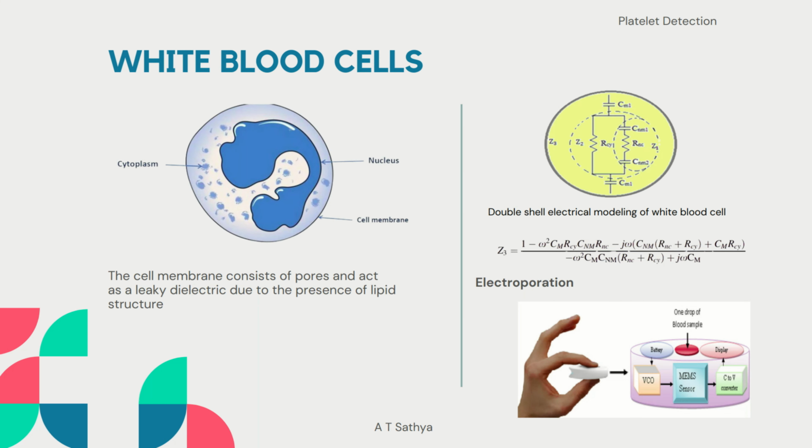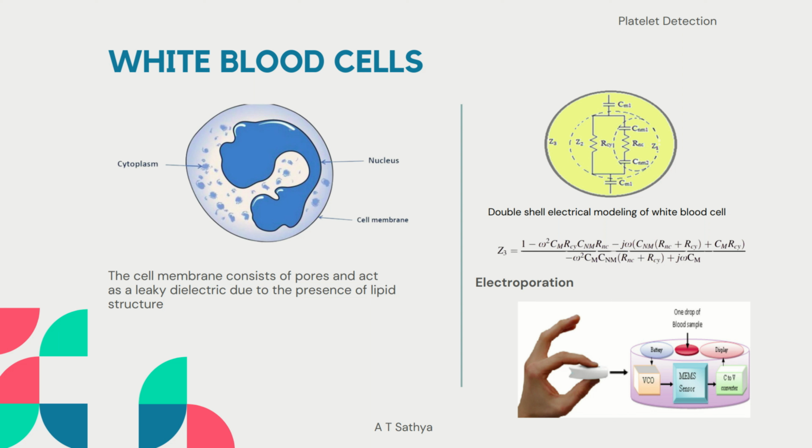So now let's explore the electrical properties of white blood cells. White blood cells have a cell membrane which consists of pores and acts as a leaky dielectric due to the presence of lipid structure. So they have a double shell electrical modeling where the membrane acts as a capacitance, and the cytoplasm and nucleus act as a resistance. Solving this complex structure will give the final impedance as this. So from knowing the formula, we can eliminate the impedance created by WBC on calculating impedance, where our interest is on platelets.